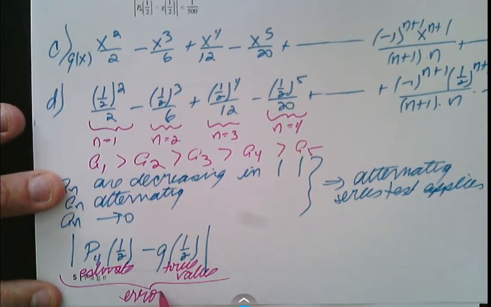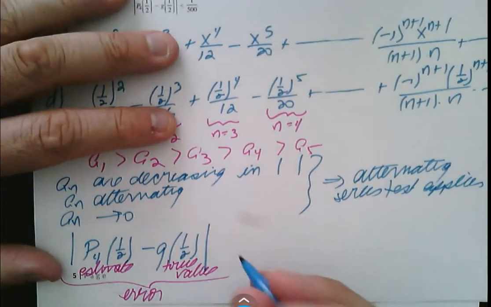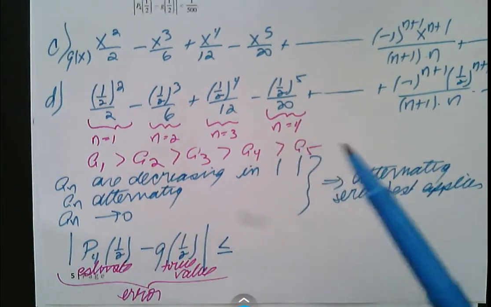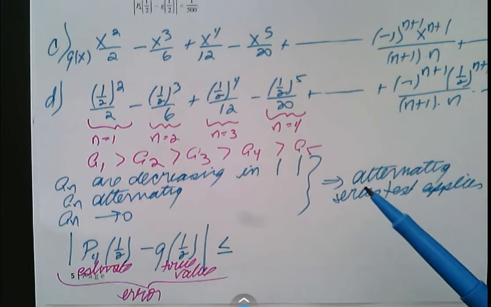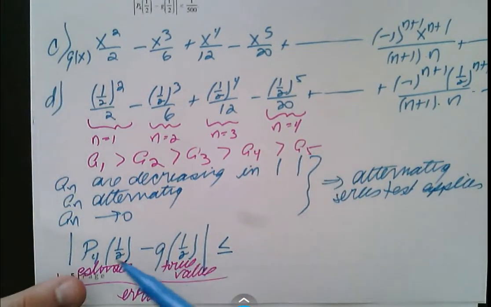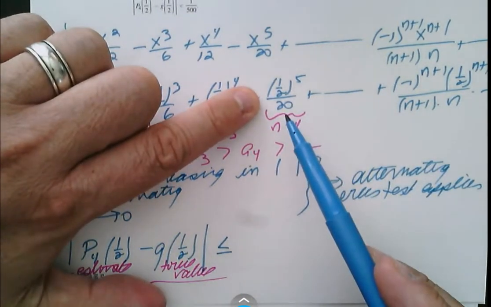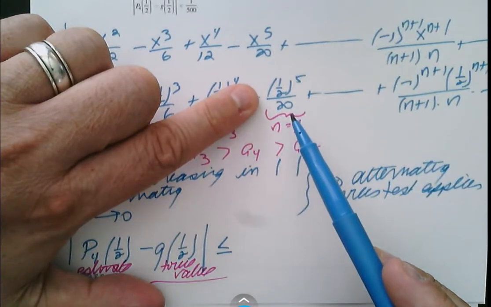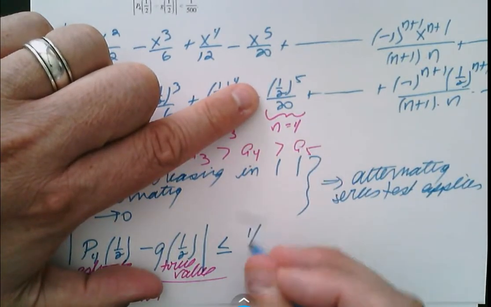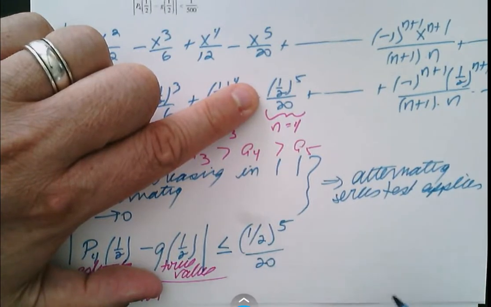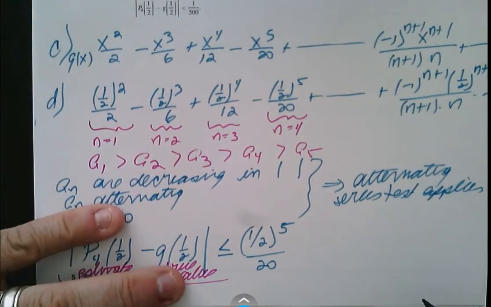This error, how does the error work? The error is less than or equal to the next term. So in our case, if I'm going to use the degree 4, then I'm going to look at the degree 5 term. That this has to be less than or equal to 1/2 to the 5th power divided by 20.